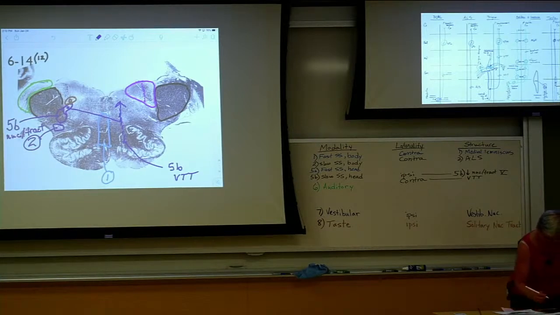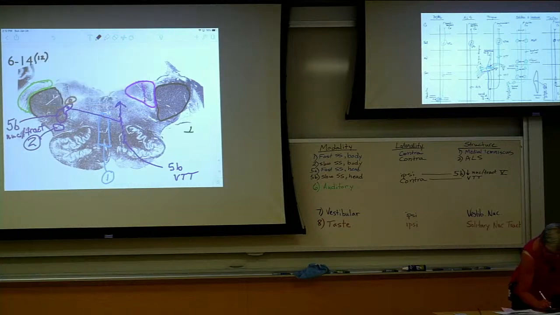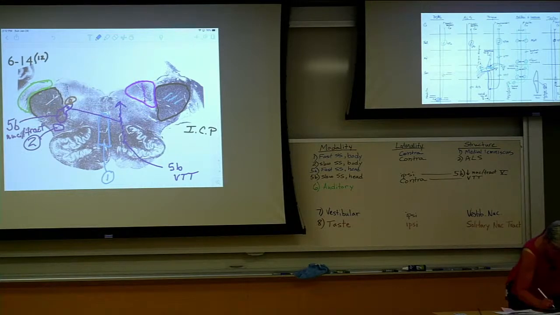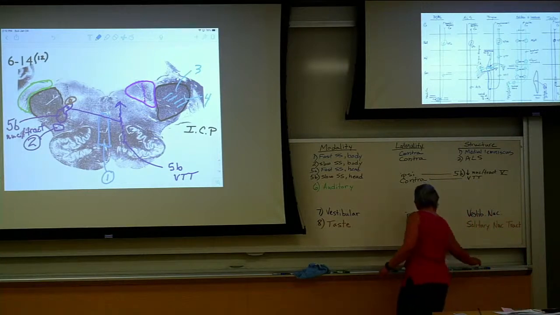Okay, we also have our inferior cerebellar peduncle, which of course has our proprioceptive information coming in either for the lower body or the upper body.